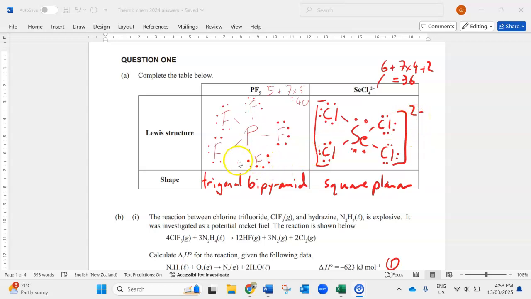The shape. This is a trigonal bipyramid because it has 5 bond pairs and no lone pairs. This would have a parent shape of octahedral, but 4 bond pairs and 2 lone pairs gives us a shape of square planar.